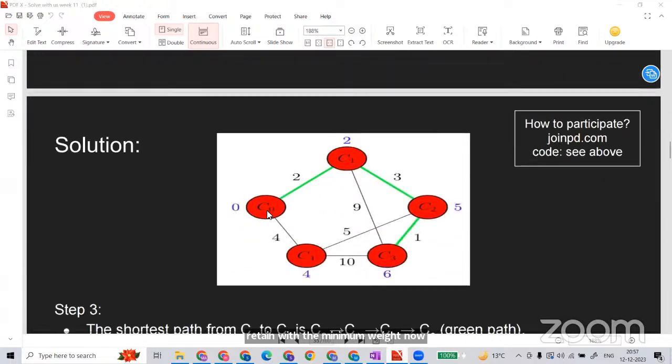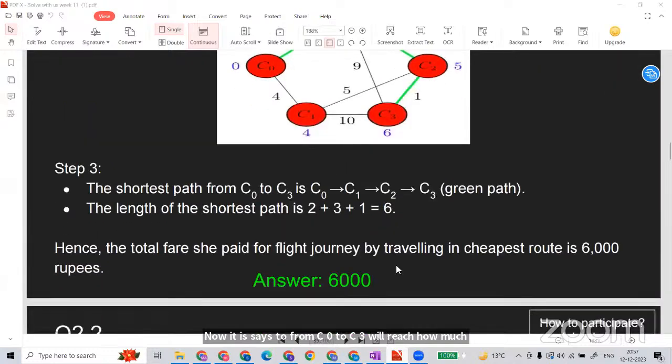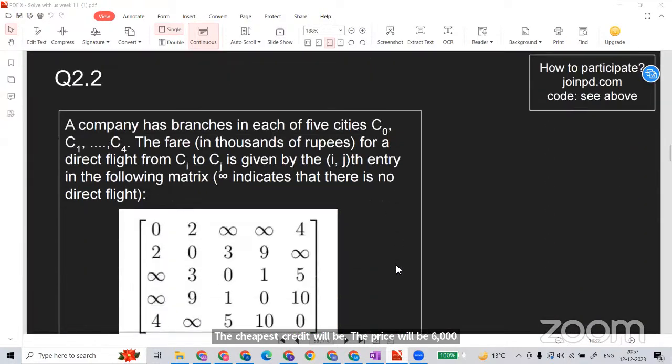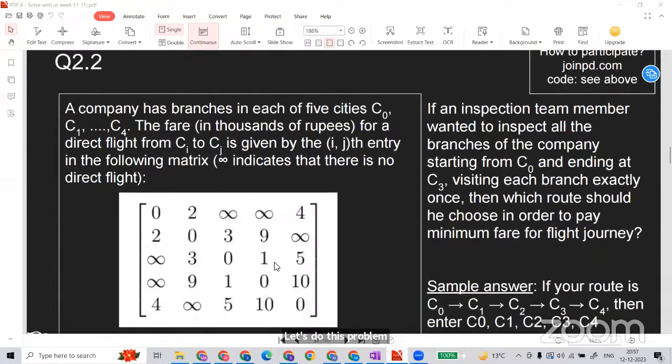Now it asks how much it takes from C0 to C3, and the cheapest price will be 6,000. Let's do this problem with the same information.